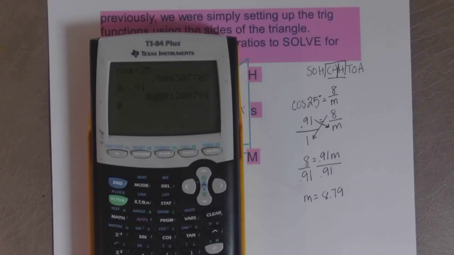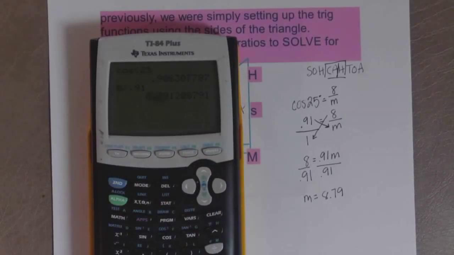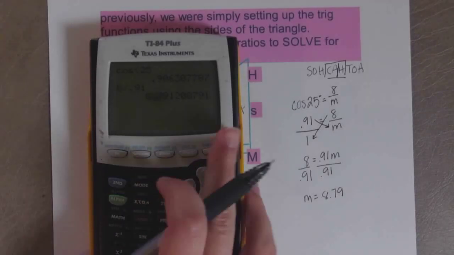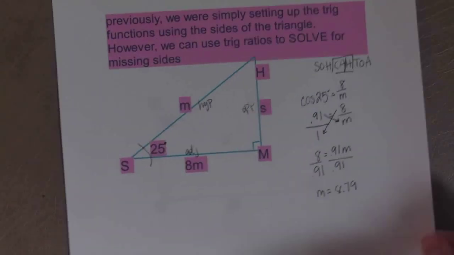8.79. Okay. Did I do that right? Cosine 25. Boom, boom. 8 divided... Yeah. Okay. So then that's how long that side is. 8.79. There it is. Not super exciting to finish there, but you just solved your first trig equation. I hope you feel excited.